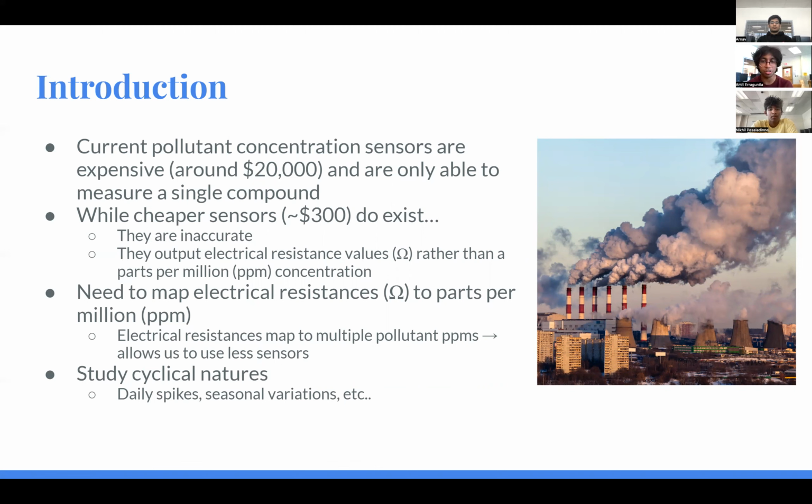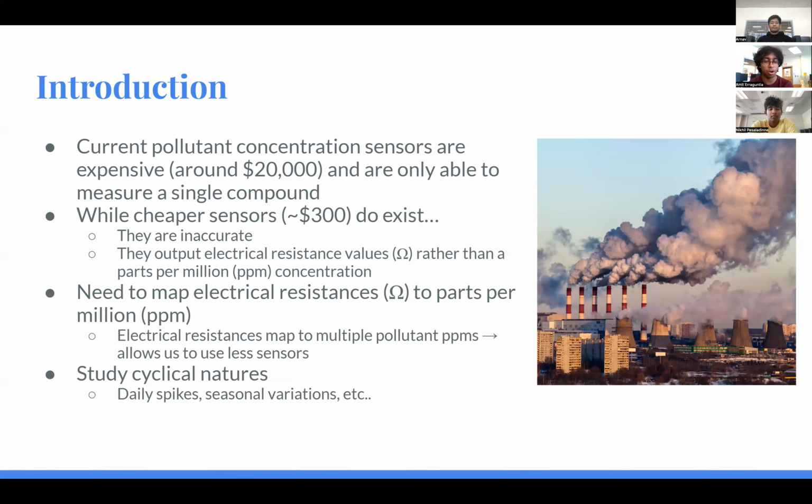So what these cheaper sensors do is, on them there are certain chemicals that react with pollutants in the air, and these reactions cause electrons to be emitted, and then the sensors pick up the resistance values to the current generated by the sensor rather than creating an actual ppm concentration of the pollutant in the air. So our goal was to find a way to map these electrical current resistances into a parts per million concentration. And that way we would be able to use the cheaper sensors to do the same thing that the current expensive sensors do. And in addition, with this project, we plan to study the cyclical nature of air quality data.